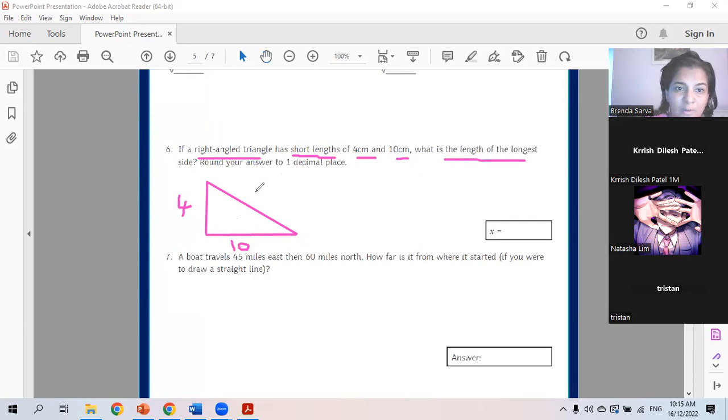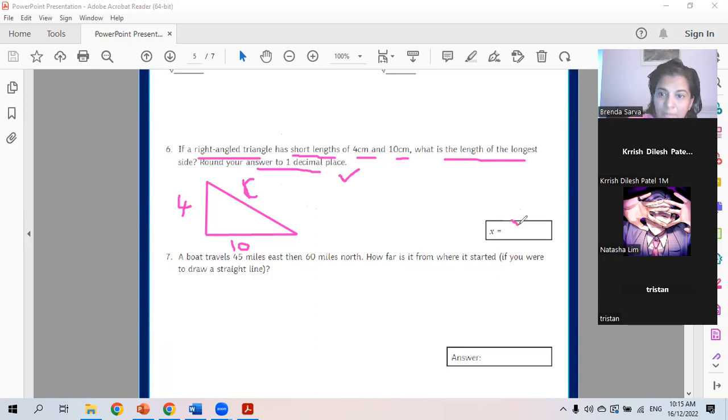Find the length of the longest side, the hypotenuse, the C, the longest side. Round off your answer to 1 decimal. Guys, can you do this or not? Tell me. It's just worded, but you must again find only the longest side. Can I have a thumbs up if you can understand this now and do it? Yes, this is band 4.